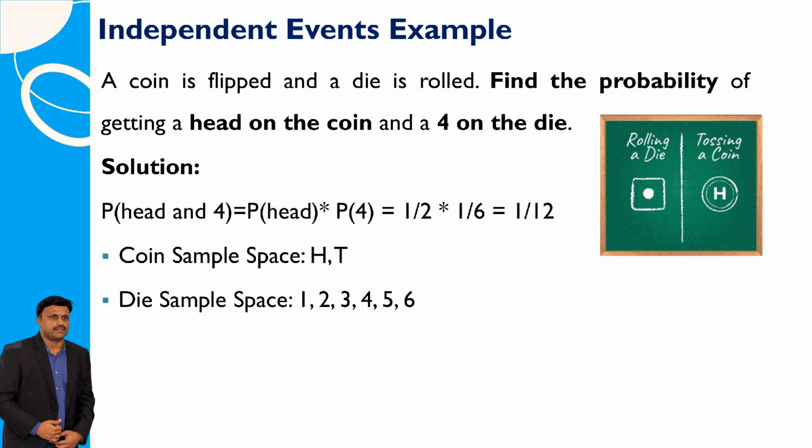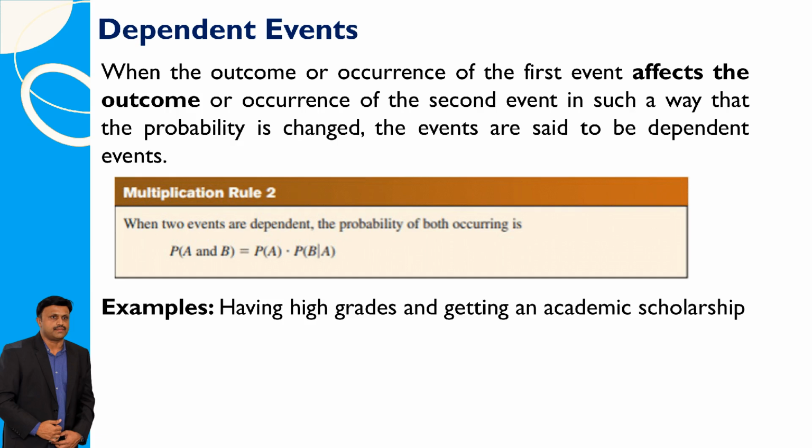The sample space for the coin includes heads and tails, while the sample space for the die includes numbers 1 through 6. Dependent events are those where the outcome of the first event influences the probability of the second event. For instance, having high grades can increase the likelihood of receiving an academic scholarship, as the first event, high grades, affects the outcome, scholarship eligibility.